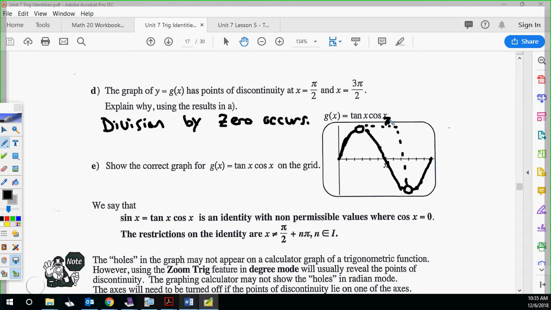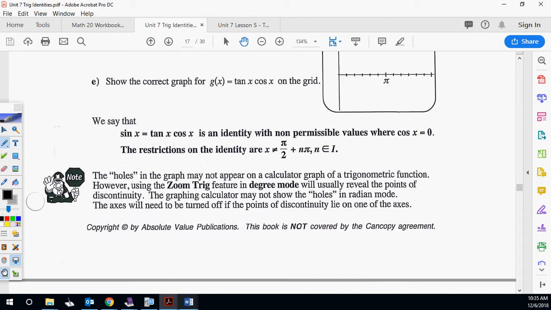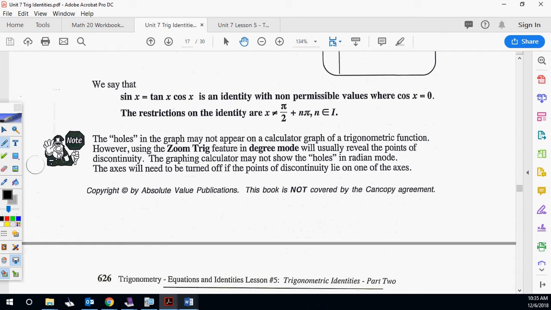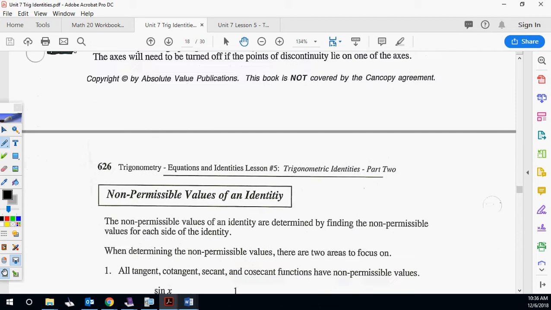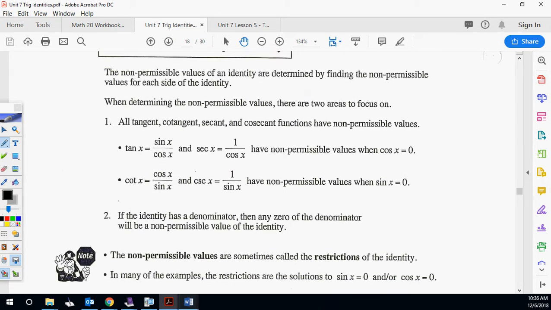Okay? All right. So the holes in the graph may not appear on the calculator in the trig functions. However, using the zoom trig, for degree mode or for radian mode, can help you see that the graph actually breaks. You won't see it generally at first, but if you do zoom trig, you can see it. All right, so what's it say here?